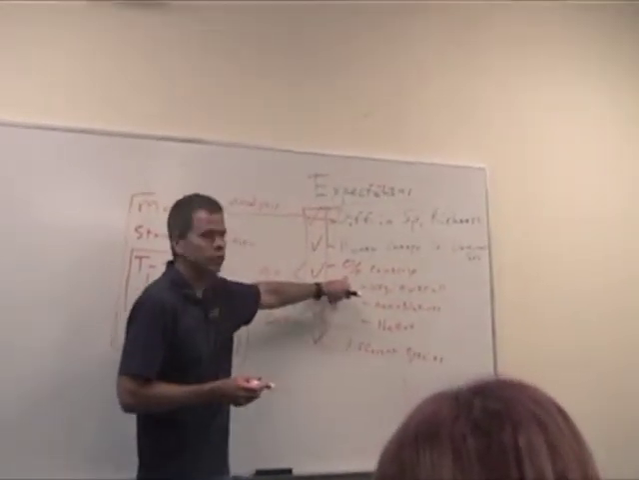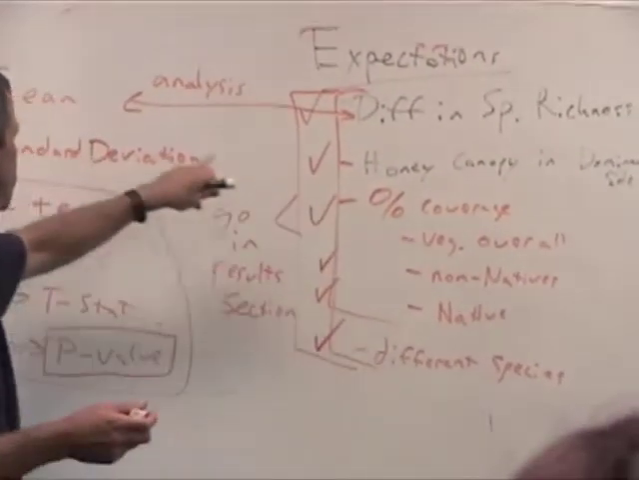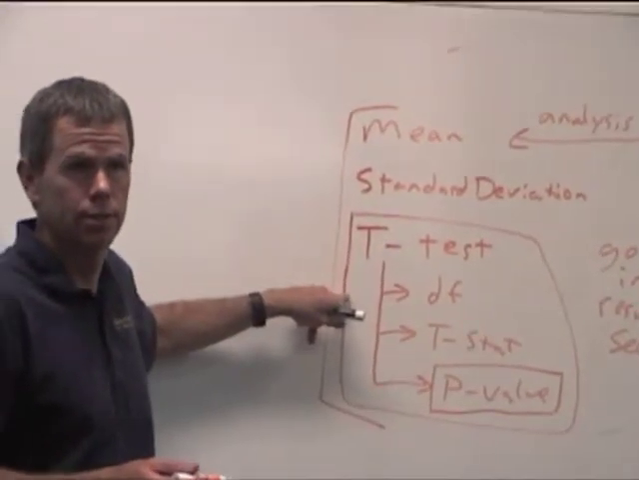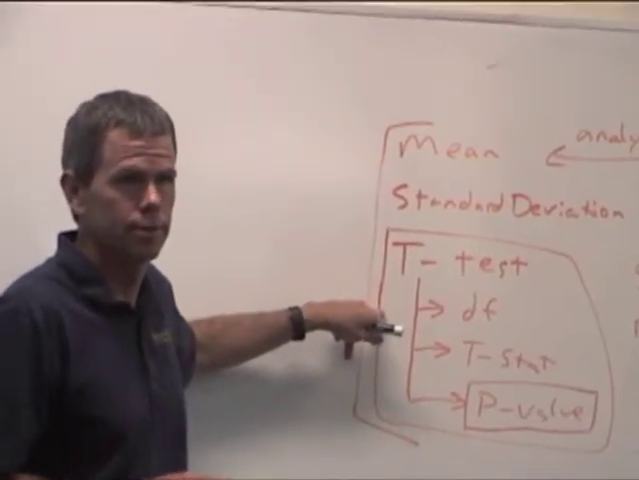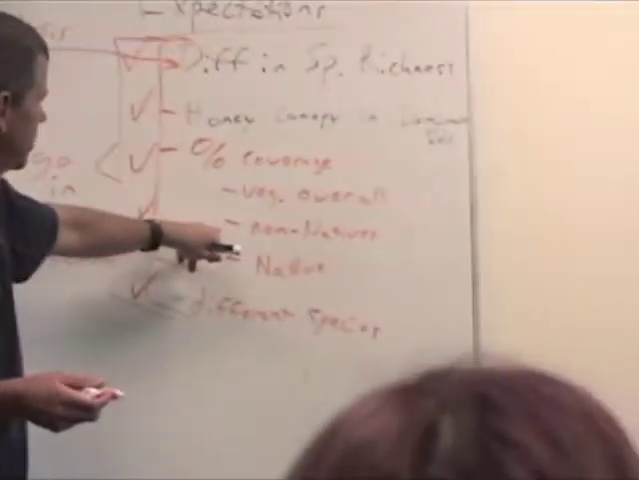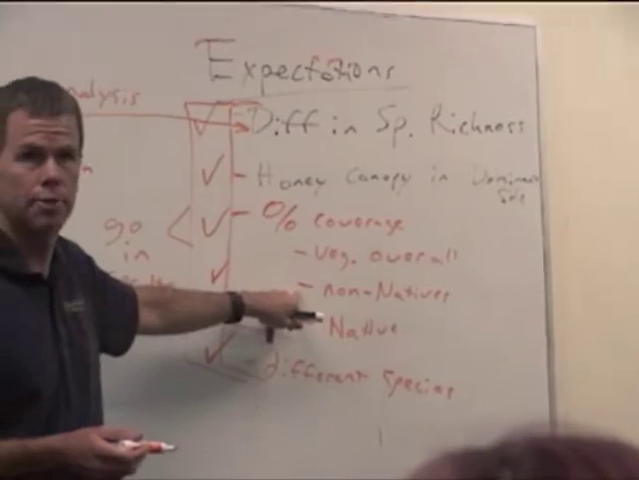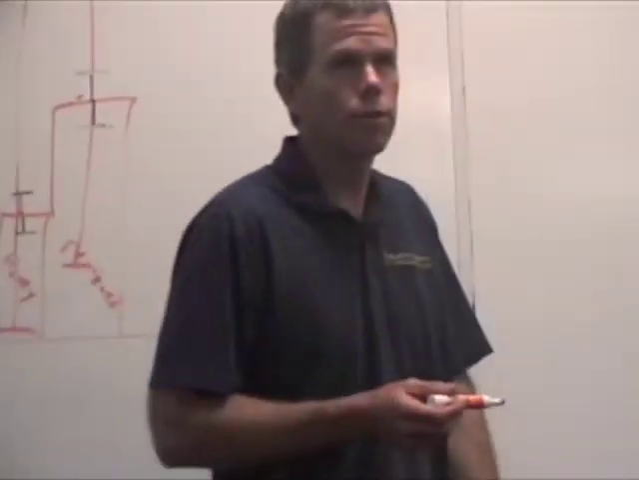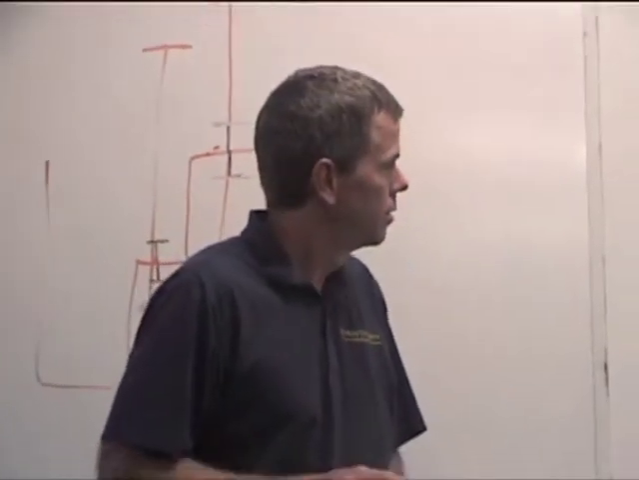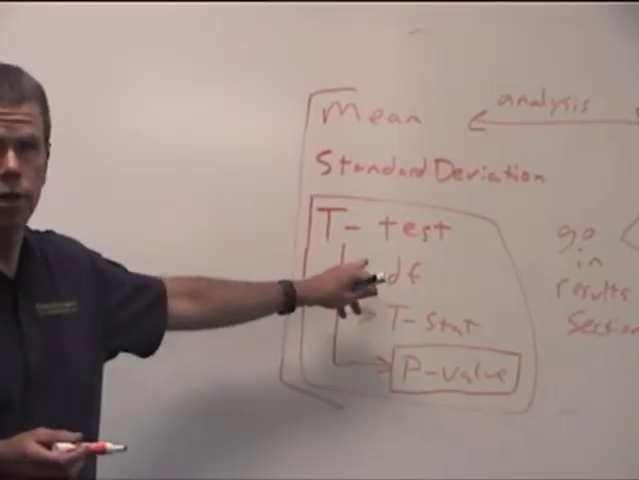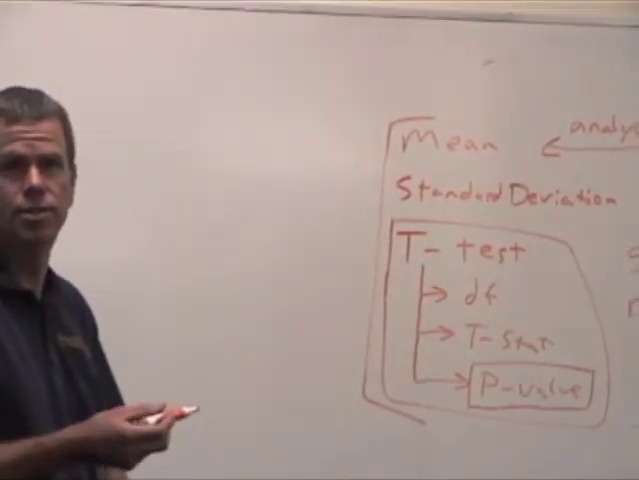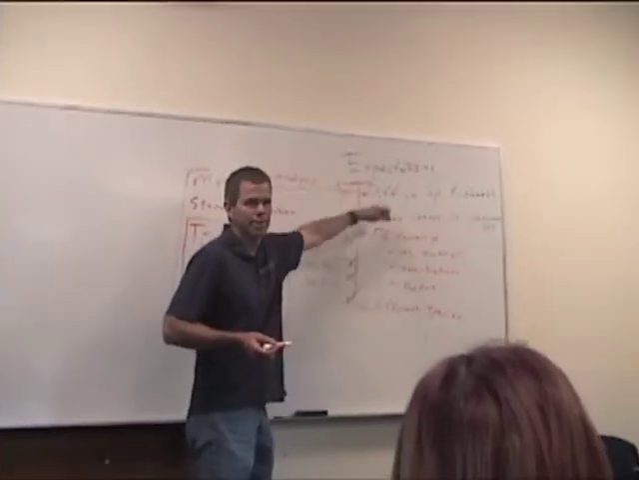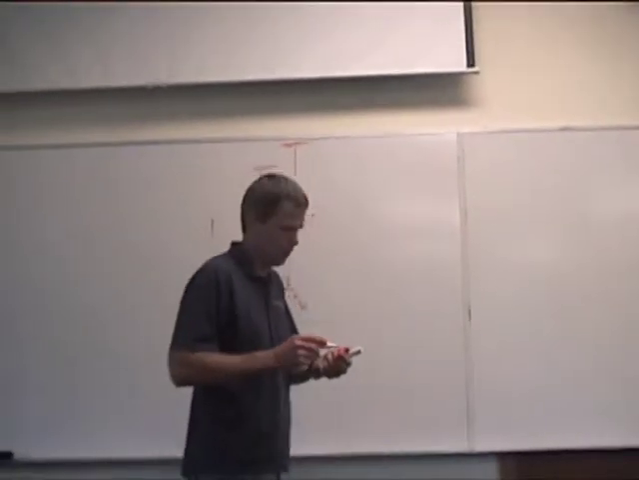What about percent coverage for vegetation overall? Can you give means? Standard deviations? Can you do the t-test? Nod your heads. Non-natives by themselves? Yeah. Natives by themselves? Yeah. All those things. And you should, right? You need to analyze these data. There's no reason why you would analyze just one piece of your data. You should do it all, right?